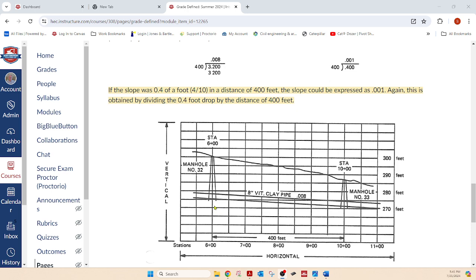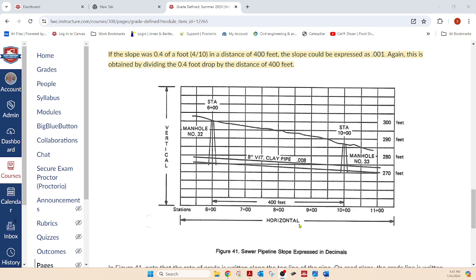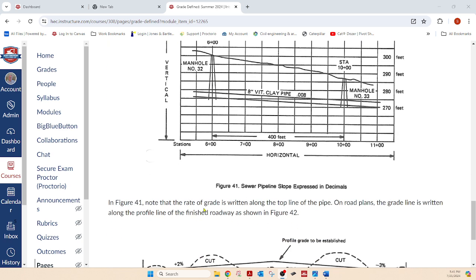And it's telling us, let's examine the profile first. What is what here? Note that the rate of grade is written along the top line of the pipe. That's right here. That's that 0.008. On road plans, the grade line is written, the grade for the road is what they're talking about, along the profile line of the finished roadway as shown in figure 42.